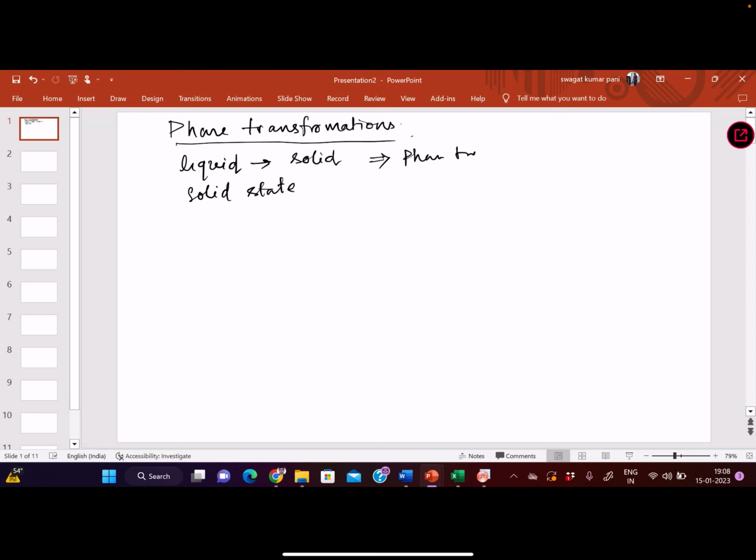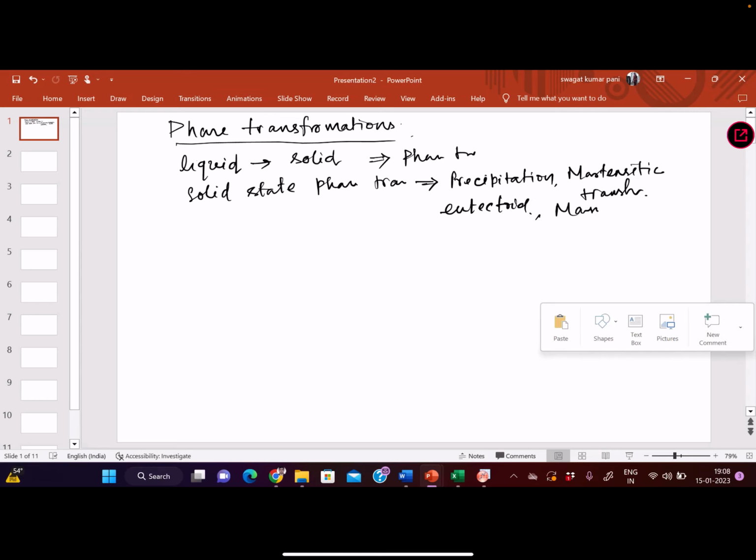Also there are solid state phase transformations. Like precipitation, martensitic transformation, eutectic involves liquid, so eutectoid we can say, massive transformations, all these come under solid state phase transformations. So let's see first, what is the driving force for phase transformation?